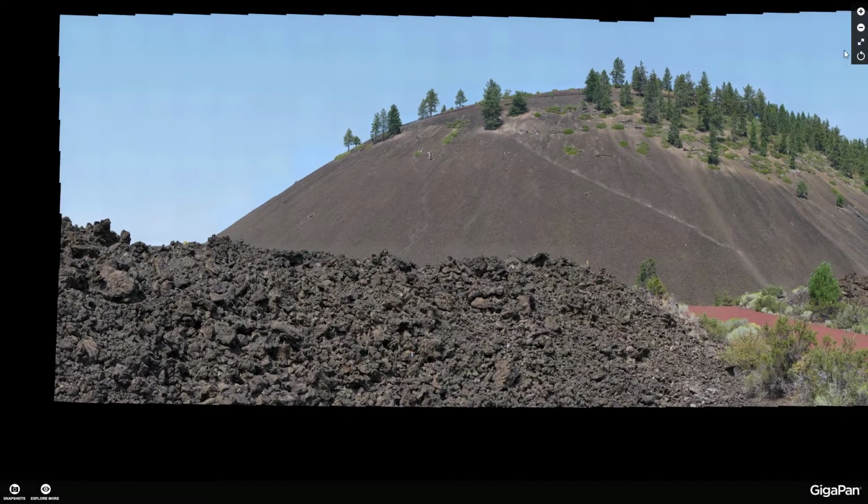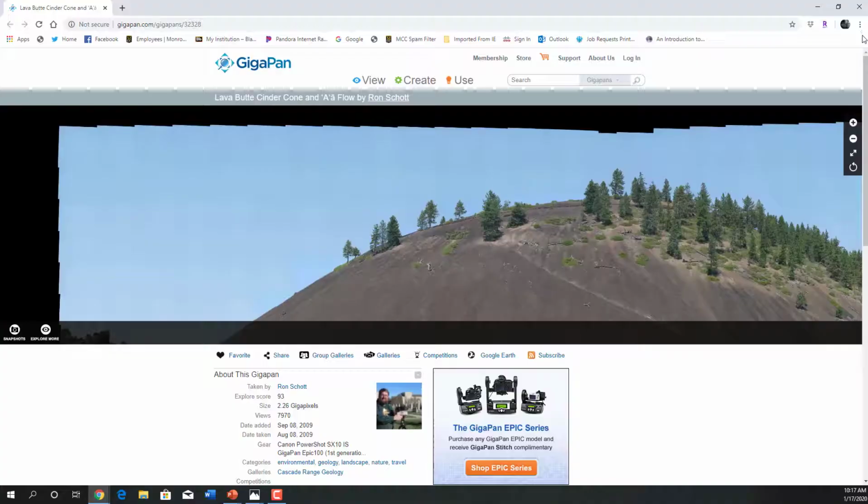Anyway, so I got off topic here, but this is a cinder cone volcano. Let's get out of here.